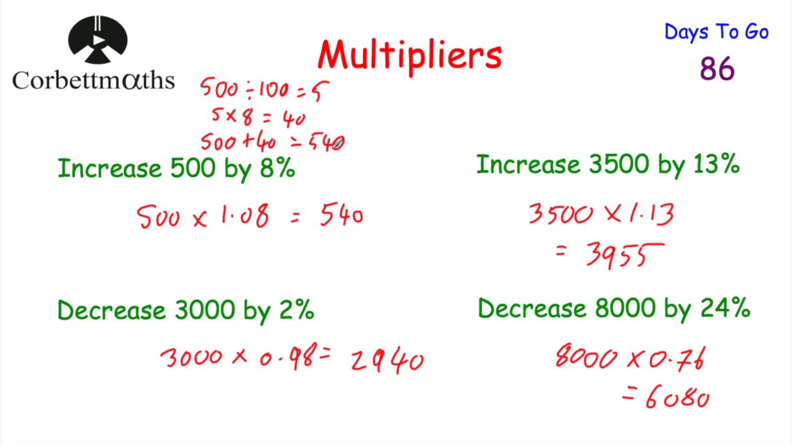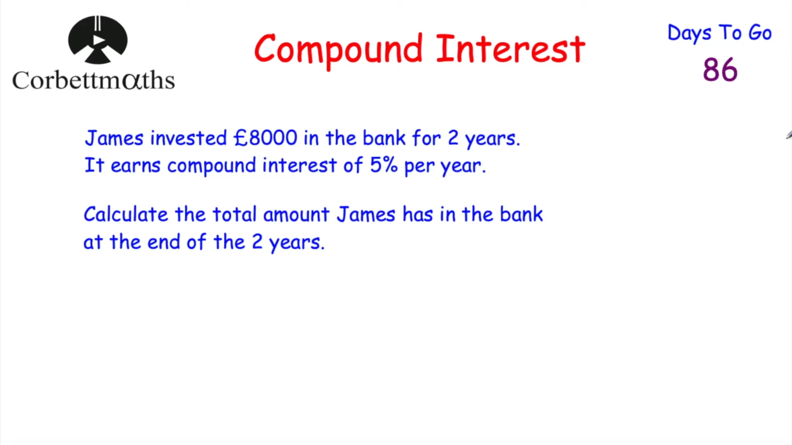So these multipliers are really useful whenever you're increasing and decreasing by a percentage, but they're really, really important whenever we're looking at compound interest. And let's have a look at that now. So we can actually use these multipliers to make our compound interest questions a bit quicker and easier.